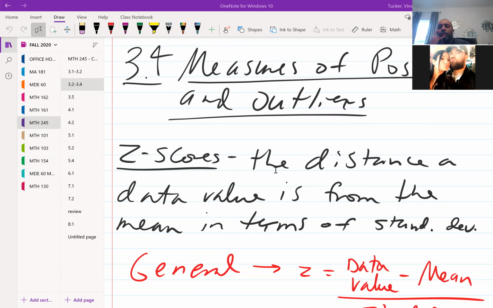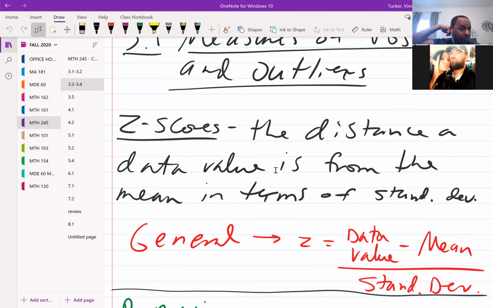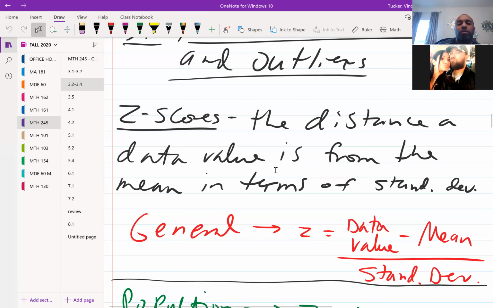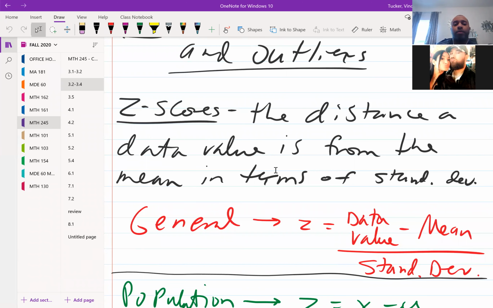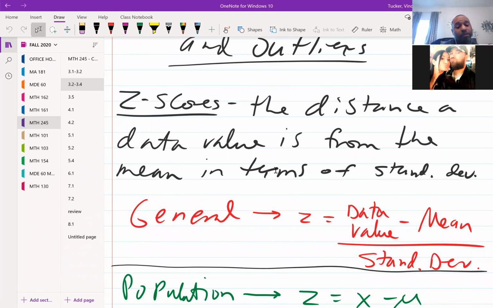All right, so 3.4 is called measures of position and outliers. The first thing we're going to talk about is the calculation of your z-scores and not necessarily the application. We'll get into the application later. But your z-score is just the distance a data value is from the mean in terms of standard deviations.